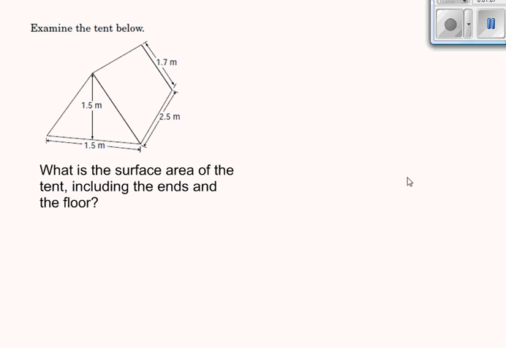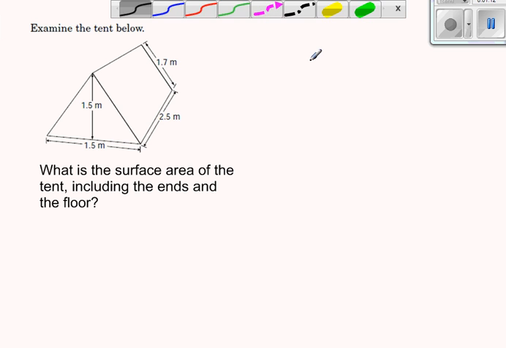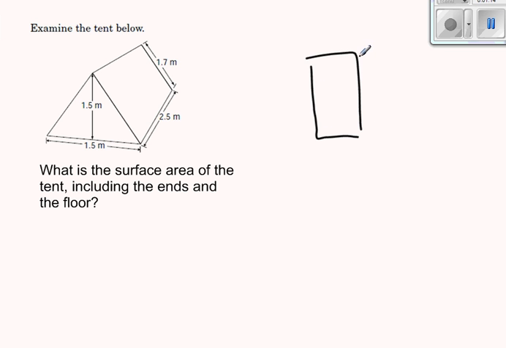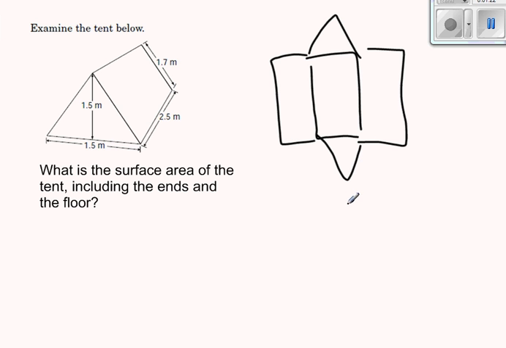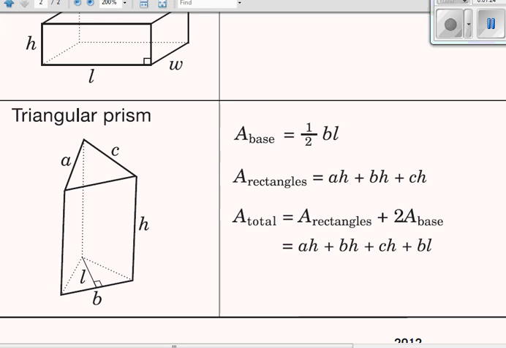So this is a triangular prism, and all 5 sides of the prism are going to be counted for. So again, the 5 sides, there are 3 rectangles and 2 triangles that make up the net of a triangular prism. If we look at the formula sheet for a second, here's the formula for a triangular prism. It tells me that the total surface area is the rectangles added together, and then there's 2 triangles.